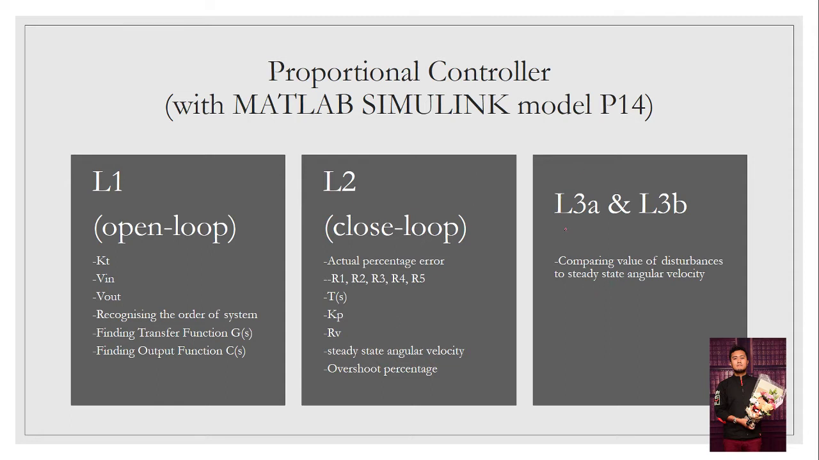So in this model L3A and L3B, we are going to compare the value we get from L1 and L2, but now we have the disturbance, so we are going to see what are the effects of the disturbance to our steady state angular velocity in the model.